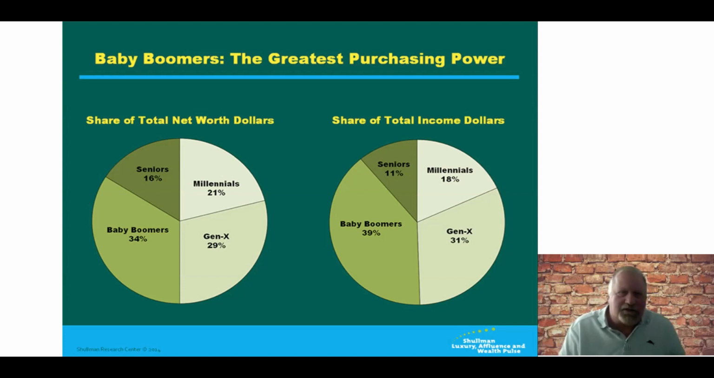And one of the interesting things is this is an example of how baby boomers, because of their accumulation of wealth and their age and the time they've had to acquire it, even though they're a smaller percentage of the population, have about 39% of the total dollars in the United States. Their net wealth is 34% of the total wealth. So if I'm a company, as a percentage of the population these are small, but there's a tremendous amount of opportunity with these individuals.